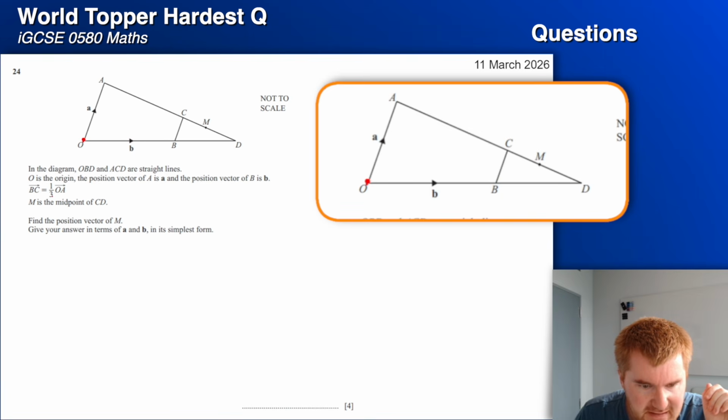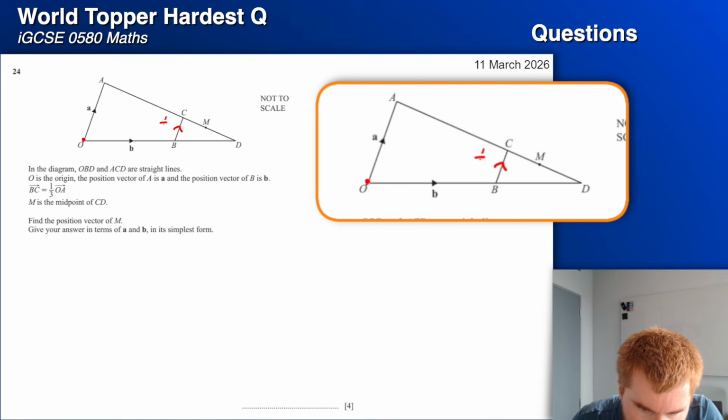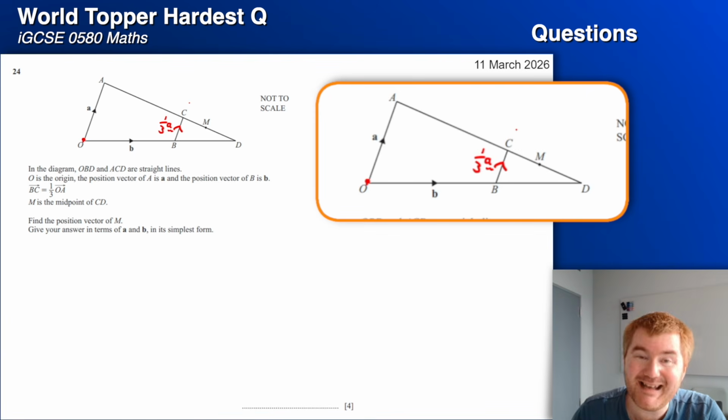Now BC is equal to 1/3 of OA. So this vector here is equal to 1/3 a. Now that's important, which means these two lines are parallel, which we're going to exploit in the first part of this question. M is the midpoint of CD, so halfway between it. Okay, it's good to know. And we need to find the position vector of M.